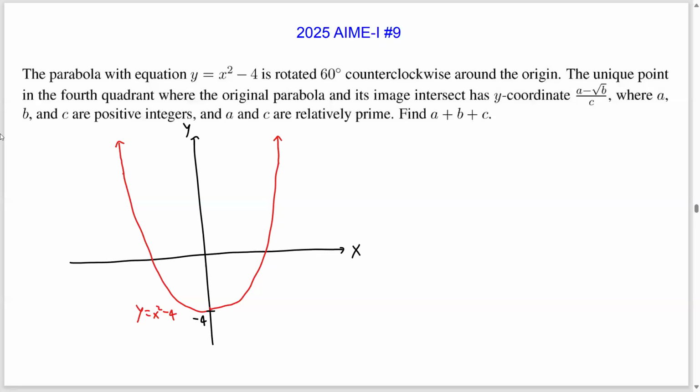So to get started, I already drew the parabola y equals x squared minus 4 on this coordinate plane. And so the rotated version is going to be a parabola that looks roughly like this. So we're taking the entire parabola, rotating it 60 degrees counterclockwise around the origin to form this blue parabola.